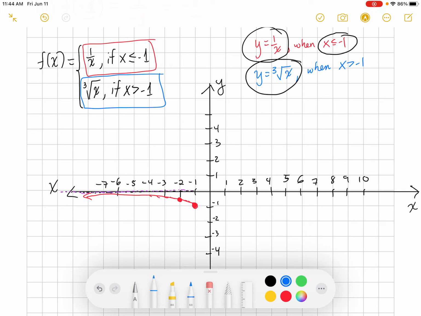Now, if we focus on the cube root function, y equals the cube root of x, let's remember what this was like. So you had some key points of like 0, 0, 1, 1, 8, 2. This is the cube root function. Negative 1, negative 1, and negative 8, negative 2. Which would be here. And if you were to connect these, you get something like this. I'm going to do it very lightly.